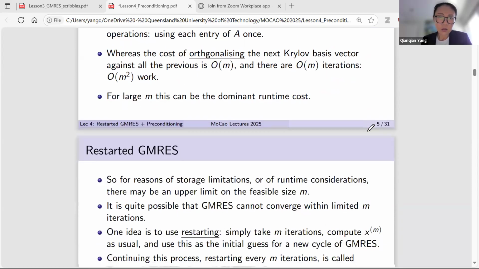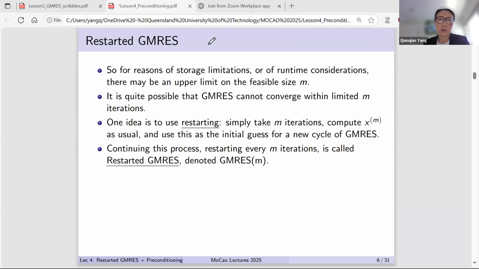Let's see how restarted GMRES can help. For reasons of storage limitation or runtime consideration, there might be an upper limit on the size of m. So it's quite possible that GMRES cannot converge within a limited number of iterations. But if that's all you can afford, then that's all you can do. The idea is to use restarting. Simply take the m iterations that you can afford, compute the approximate solution x_m as usual, and then use it as the initial guess for a new cycle of GMRES. Use this as the new initial guess for the next cycle, until you achieve the desired tolerance.